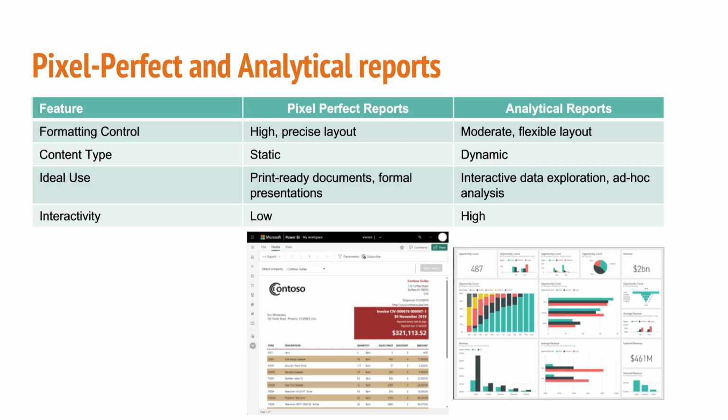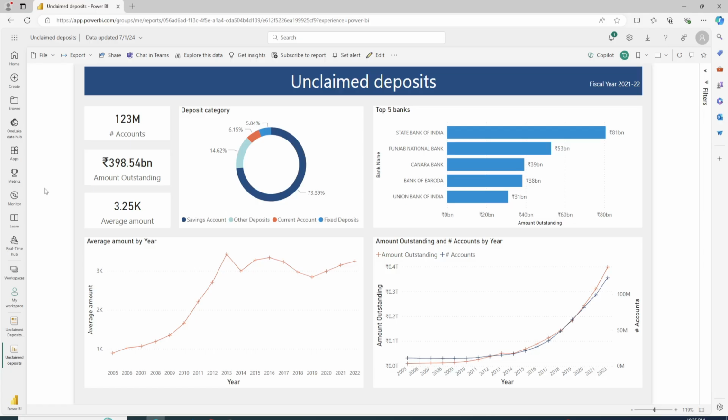In the case of pixel perfect reports, we can build them using Power BI Report Builder, SAP Crystal Reports, Pentaho Report Designer, or Jasper Reports. In the case of analytical reports, we can make use of Microsoft Power BI, Tableau, Cognos, QlikView, or SAP Business Objects to develop them. Let's understand these two report types with a real world example.